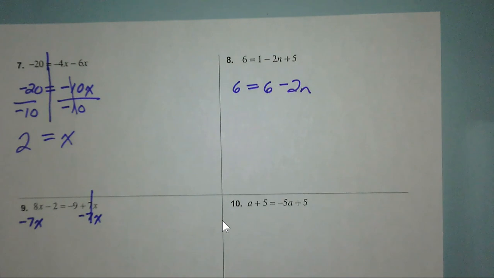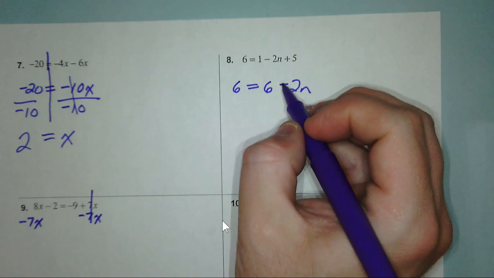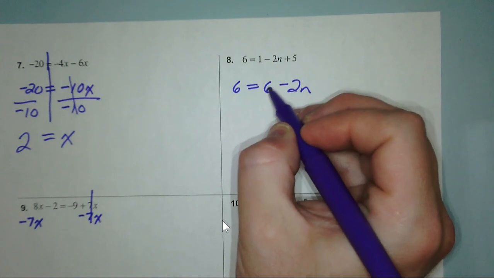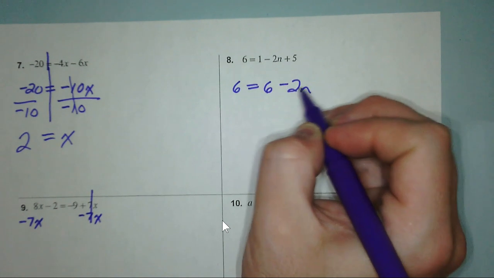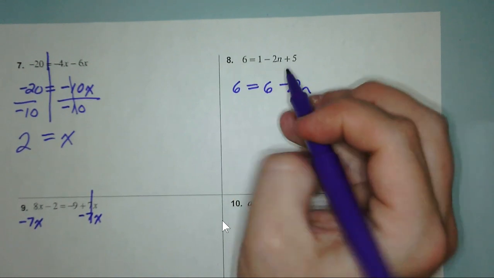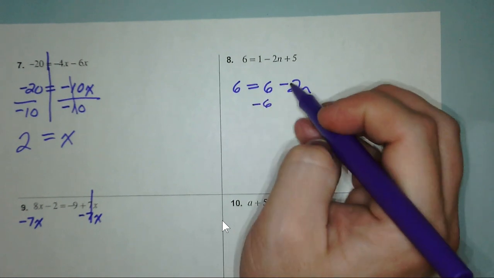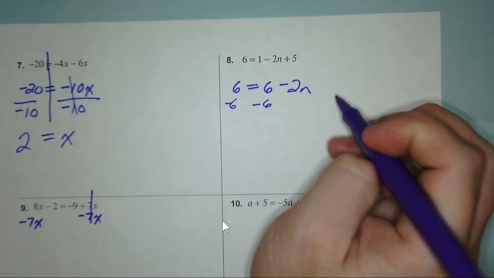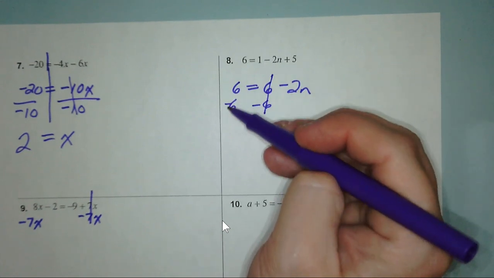All right, Jack, what would be next? You would subtract 6 from both sides. Very good. A lot of people would forget that this is a positive 6. Hey, people, this minus sign goes with the 2n, not the 6. That 6 is a positive 6. The way we get rid of it is by subtracting. So we subtract 6 from both sides. That's gone. Well, actually, guess what? Over here, that's also gone.